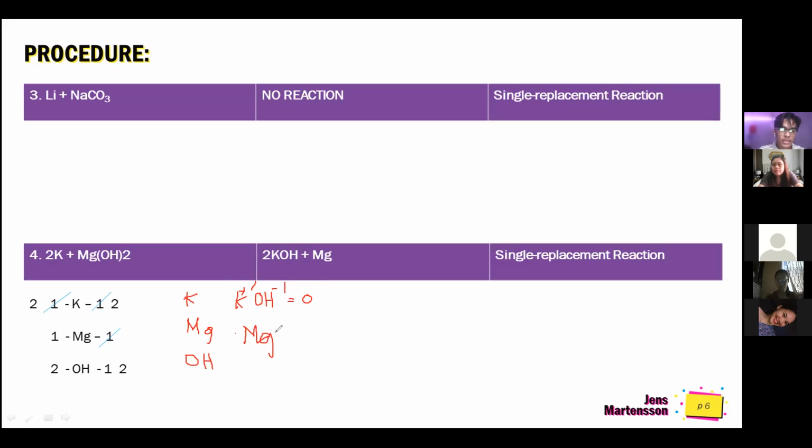Then, ang magnesium natin is +2. So, wala man siyang, so copy na lang. So, ang final product natin is potassium hydroxide plus magnesium.